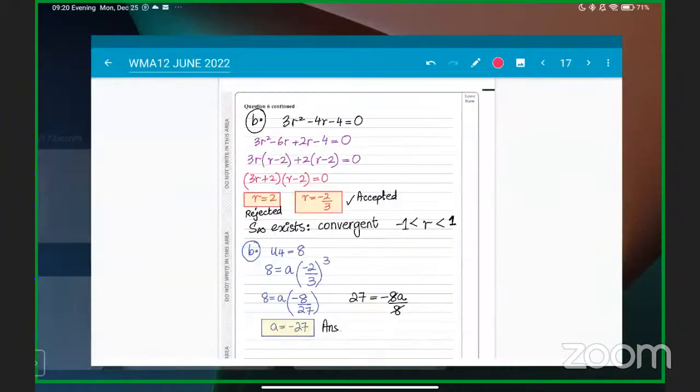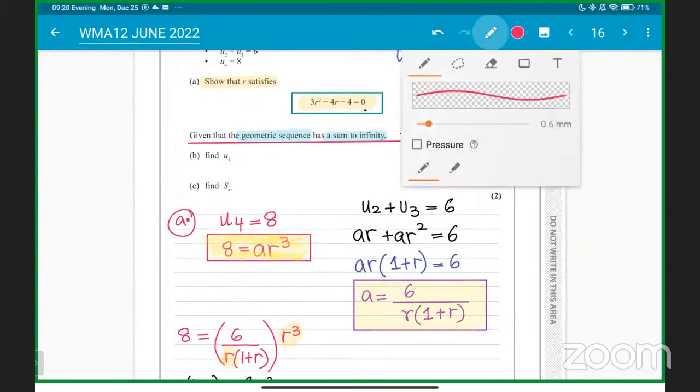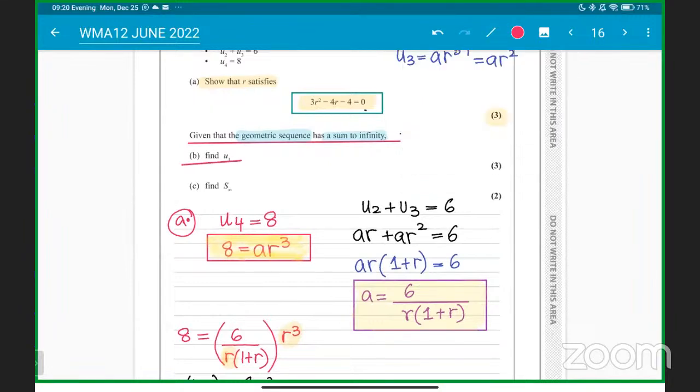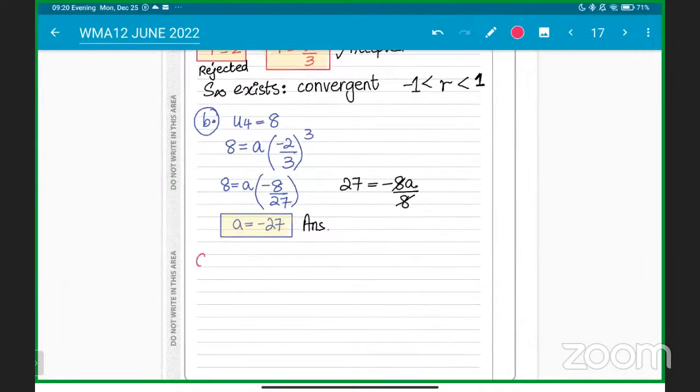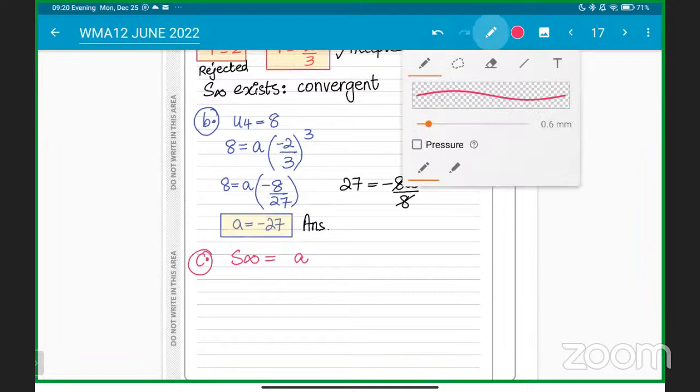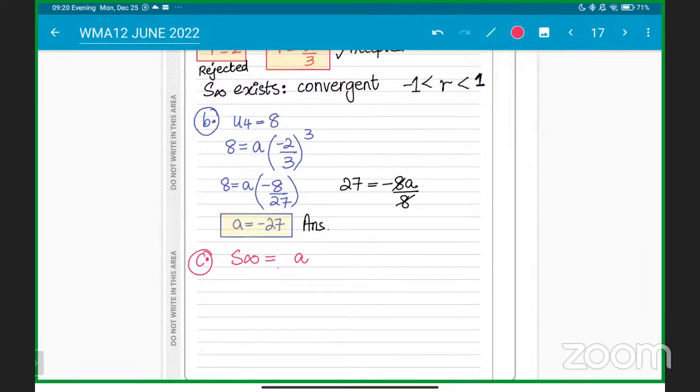Okay, moving forward, got this, part B is clear, right? That we have to get the first term. Everyone got this, right? Now we have to just find the sum to infinity. In order to find the sum to infinity, we just apply the formula, that is A divided by 1 minus R, where A is the first term and R is the common ratio. Can everyone hear me, right? Getting it? So A will be negative 27 divided by 1 minus the common ratio, that is 1 minus negative 2 over 3, the formula of sum to infinity. And here we go.